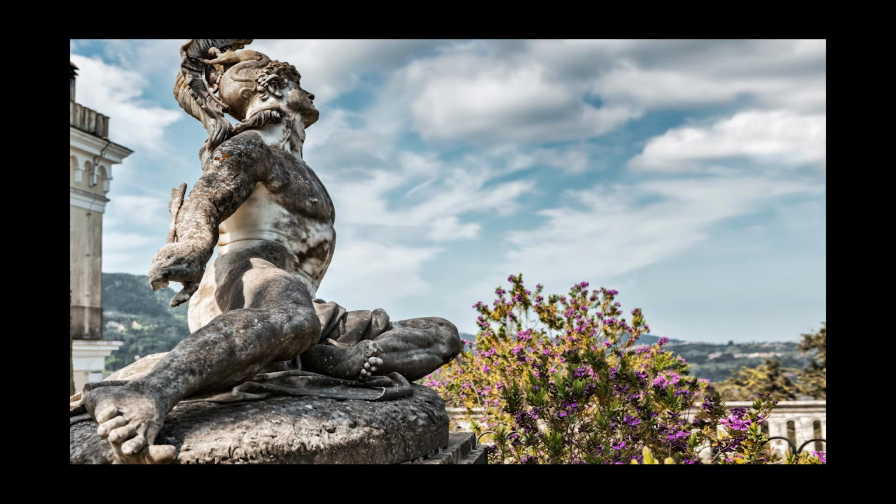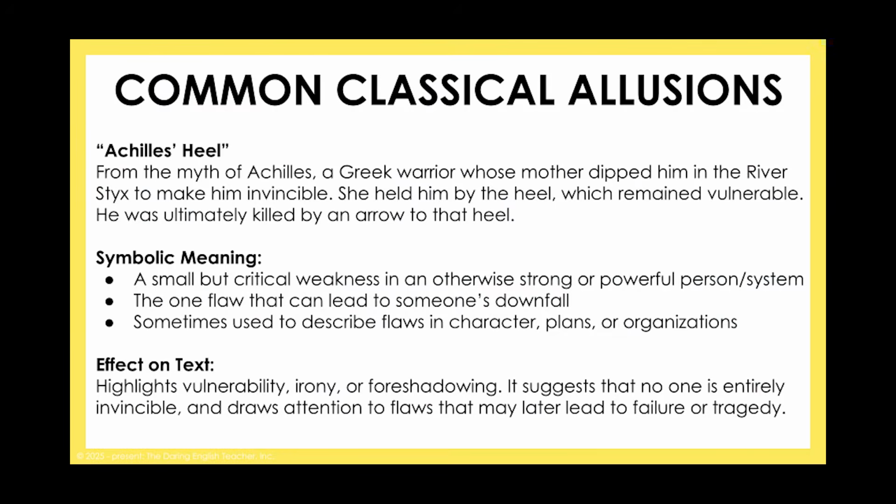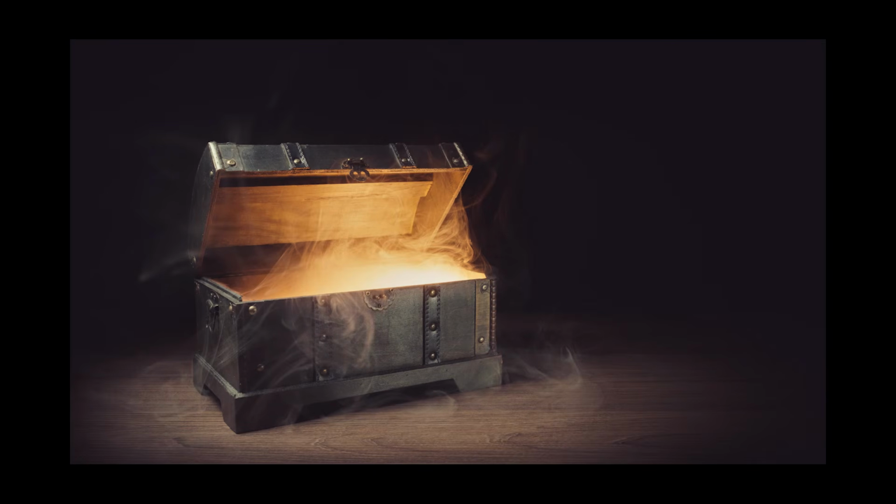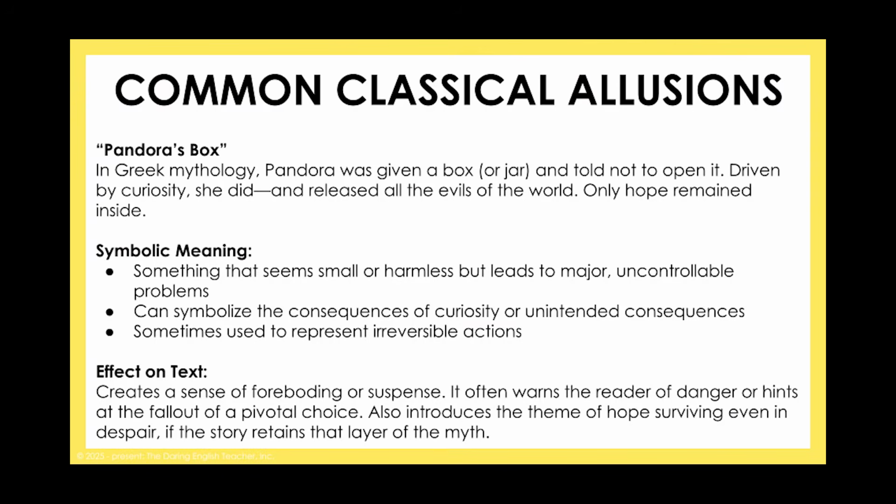An Achilles' heel is a small but fatal weakness. This allusion highlights vulnerability, irony, and foreshadowing. It reminds readers that no one is truly invincible. Opening Pandora's box means triggering problems that can't be undone. Authors use this allusion to create suspense, warn of consequences, and signal irreversible change.